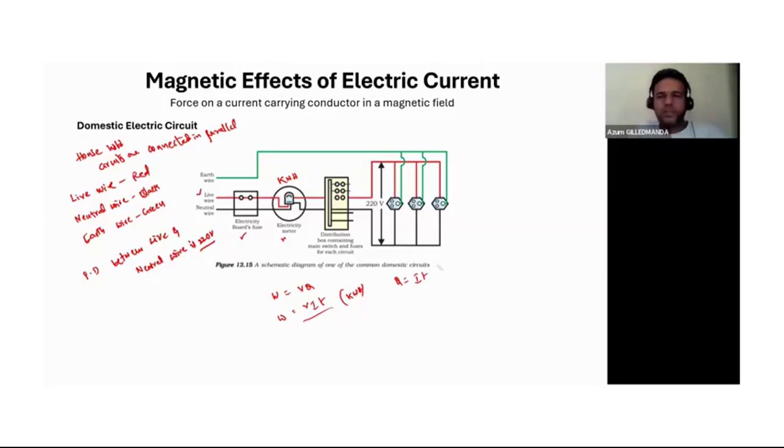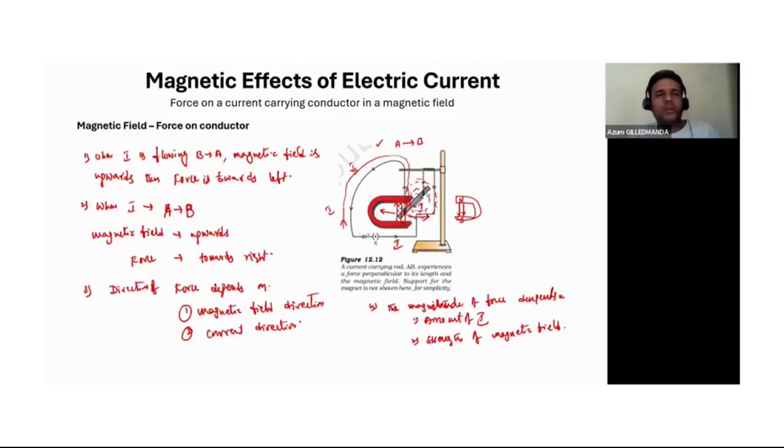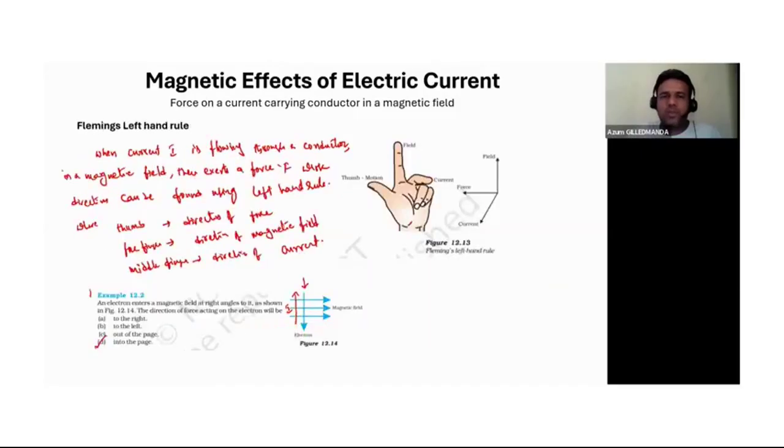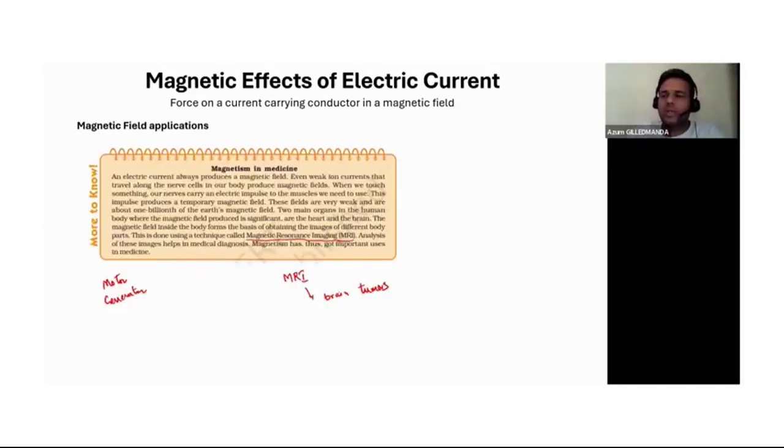Okay. All right, guys. So in today's session, what did we learn? We learned about the force on a conductor and how to find the direction of the force using Fleming's left-hand rule. In Fleming's left-hand rule, we have three fingers in perpendicular directions. The forefinger indicates the magnetic field, the thumb indicates the direction of force, and the middle finger indicates the direction of current. Okay. We also looked at one example. And we also learned about the applications of magnetic field in the medical field, right? MRI is the key example that is used, right?